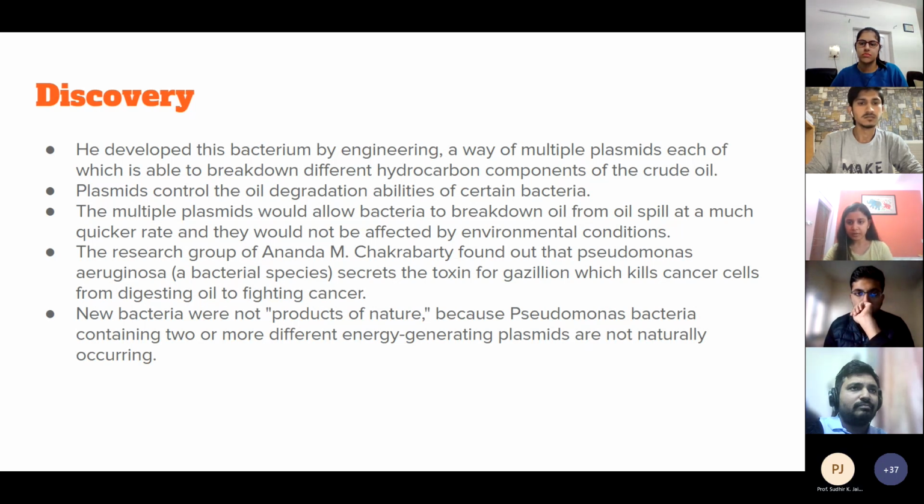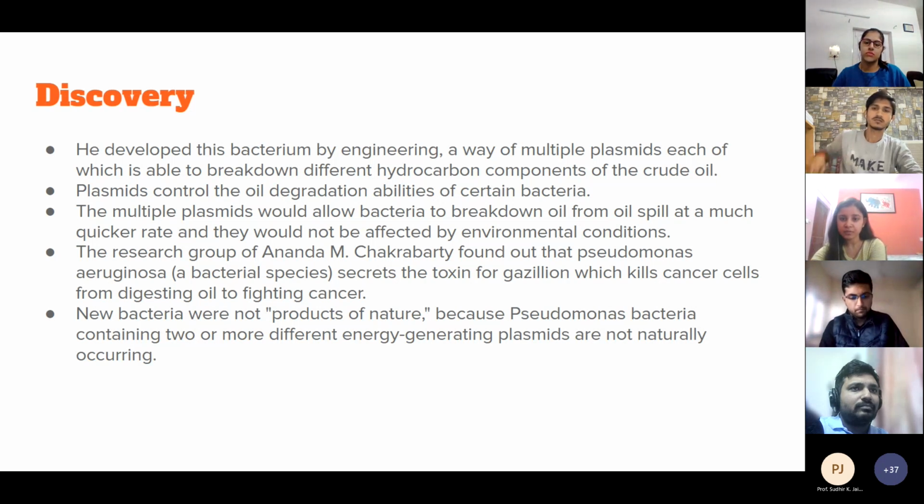Unfortunately, not all the bacterial strains could thrive in the varying environmental conditions existing in the area of an oil spill, so that when the mixture of bacterial strains was used, only some of the bacteria survived long enough to attack the spill. Plasmids control the oil degradation ability of certain bacteria.